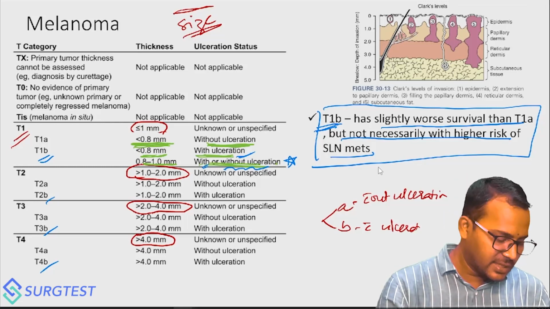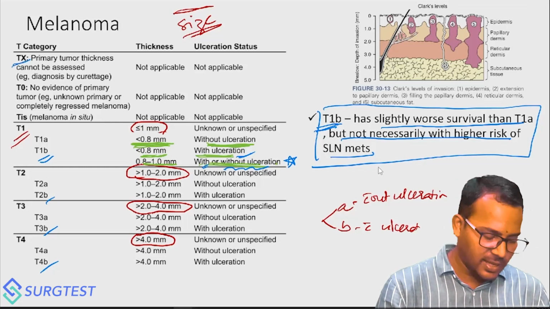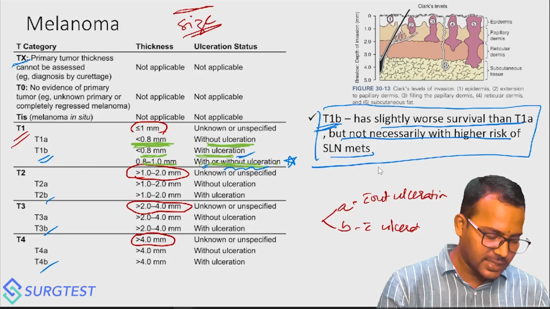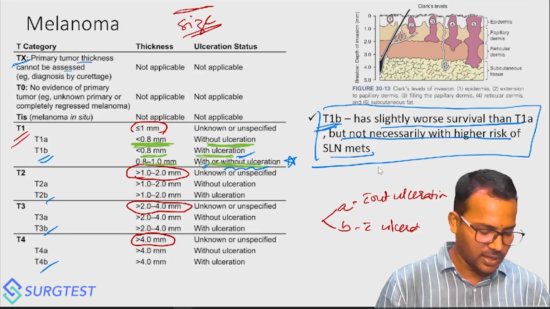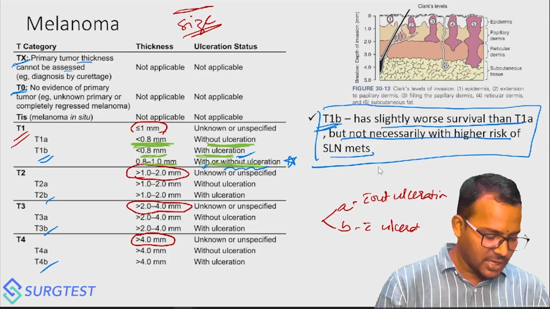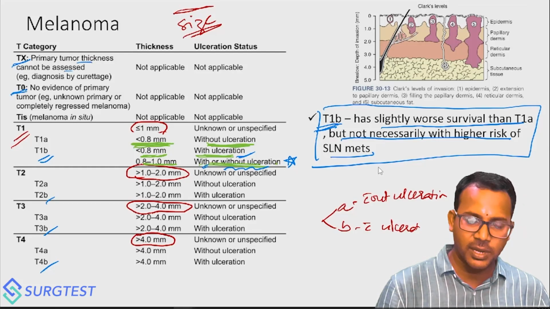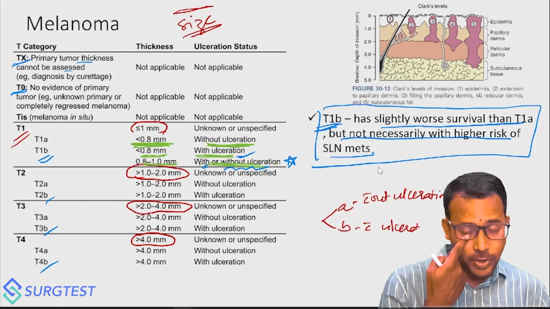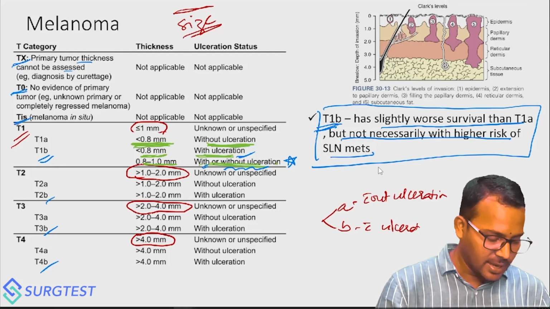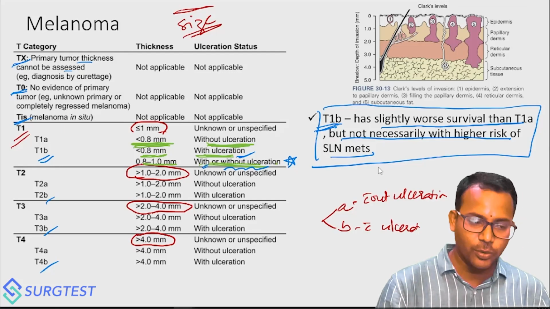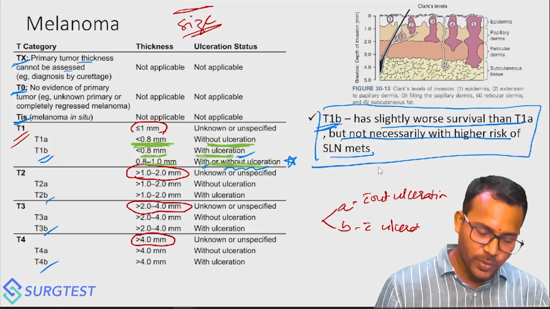The other T categories are your TX, wherein the primary tumor thickness cannot be assessed, because you have taken a curettage or something. And T0, that means there is no evidence of primary tumor at all. This is something like an unknown primary. And TIS, which is malignant melanoma in situ.